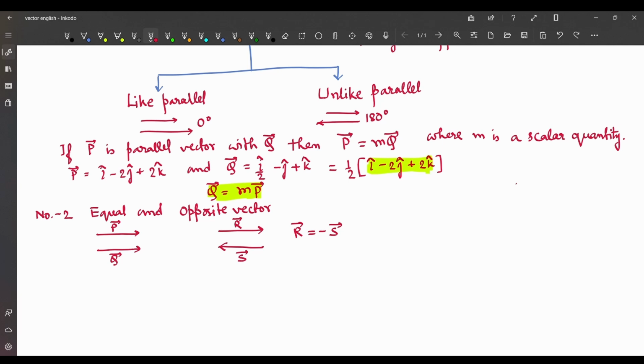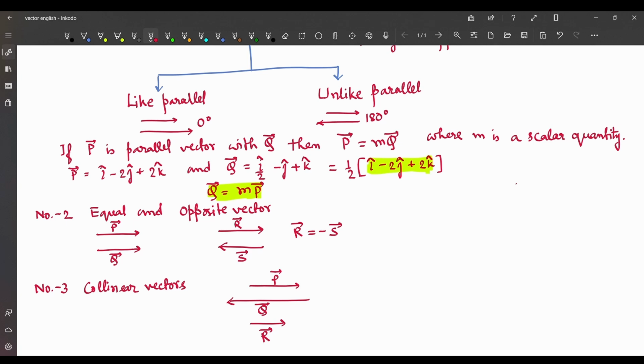Number 3. Collinear vectors. If all the vectors are parallel, whatever be their magnitude, then these are treated as collinear vectors. Here P vector, Q vector, R vector, these are all collinear vectors. Maybe their magnitudes are the same or not, maybe their directions are equal or opposite. As all are parallel, we can say that these are collinear.